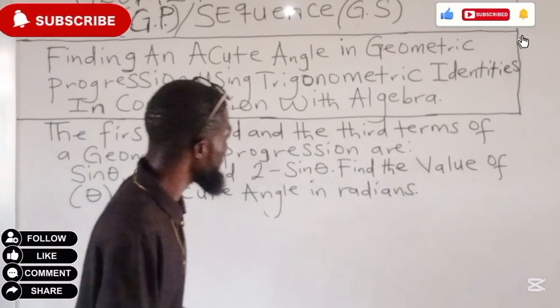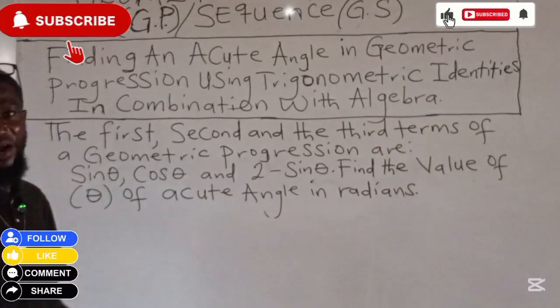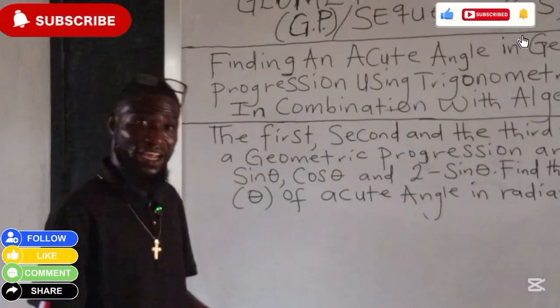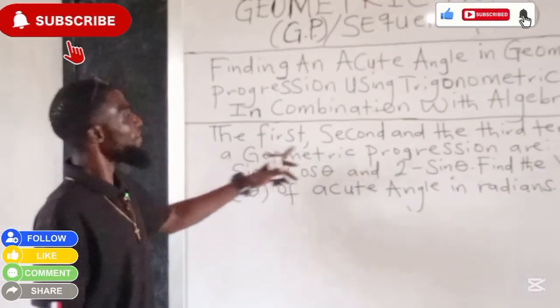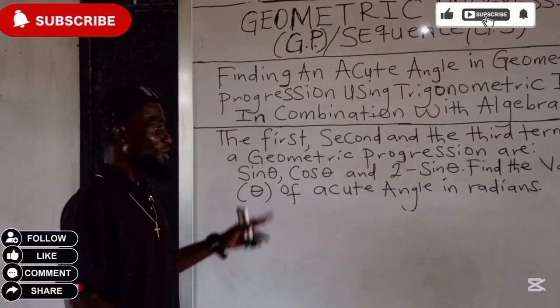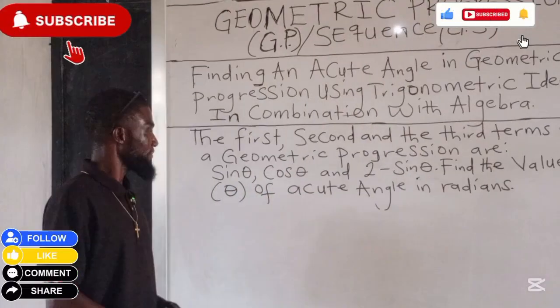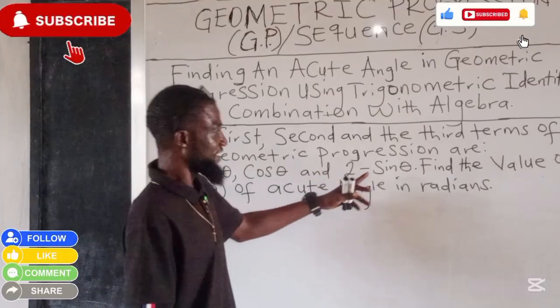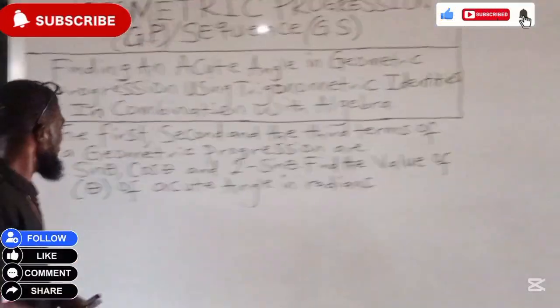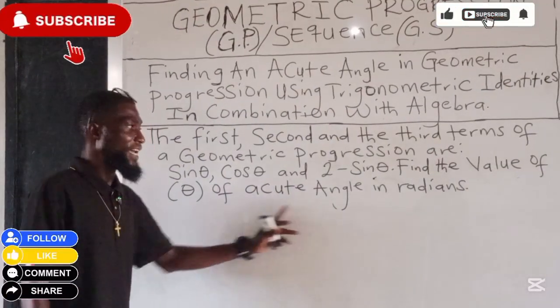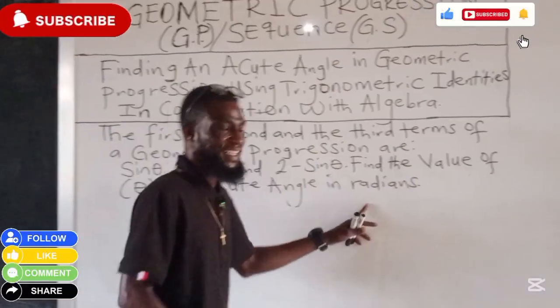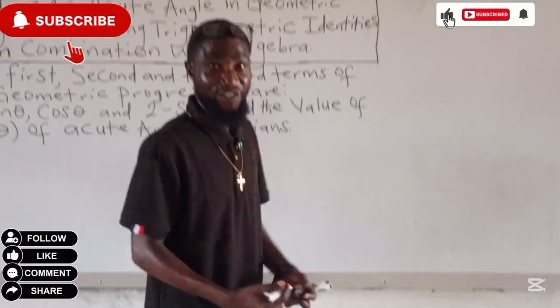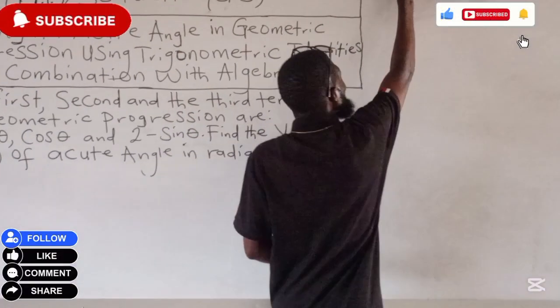However, ladies and gentlemen, we'll be looking at a mathematical problem to solve. And our problem reads: the first, second, and third terms of the geometric progression are sin theta, cos theta, and 2 minus sin theta. Find the value of theta, an acute angle, in radians. Ladies and gentlemen, before solving our problem, we put our solution.